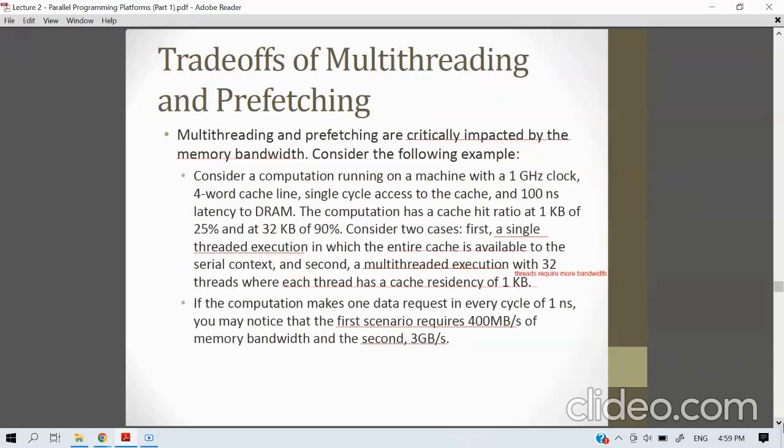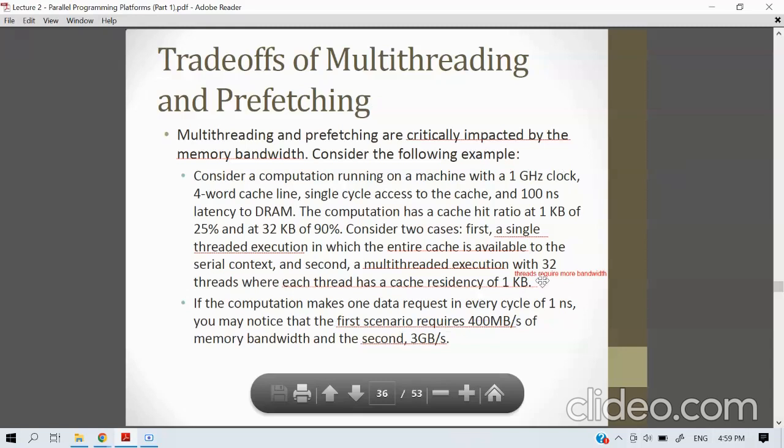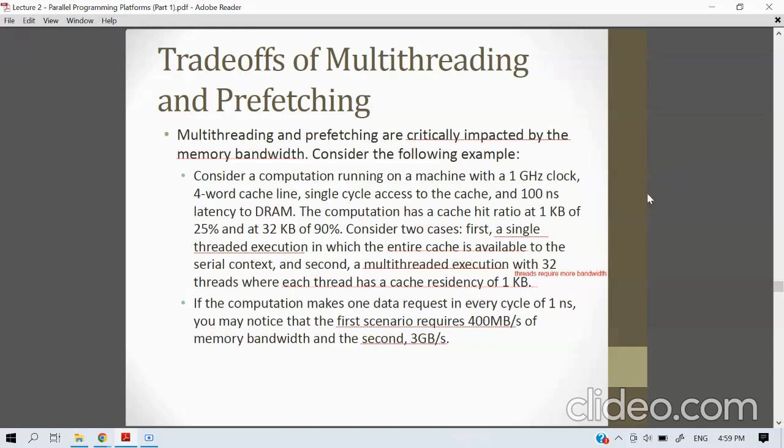Okay, so the trade-offs of multi-threading and pre-fetching. When we implement multi-threading and prefetching, it really gives an impact to the memory bandwidth. Even though we can reduce the latency, the processing time, it actually increases the memory bandwidth. So let's consider the following situation. We have two cases here, which are the description of the memory and also the bandwidth.